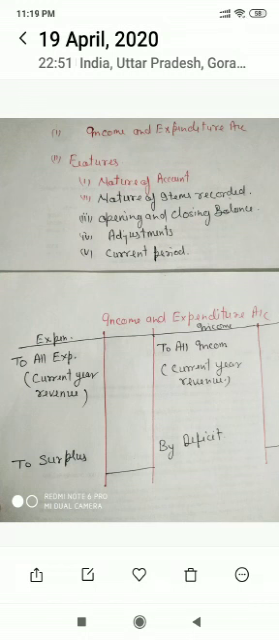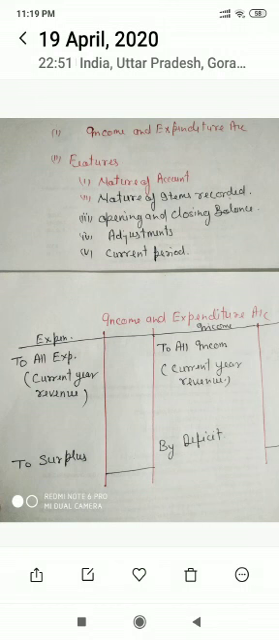Next, adjustments. Just like in the profit and loss account, we show all adjustments in this income and expenditure account, such as outstanding, prepaid, depreciation. All types of adjustments we show in this account.